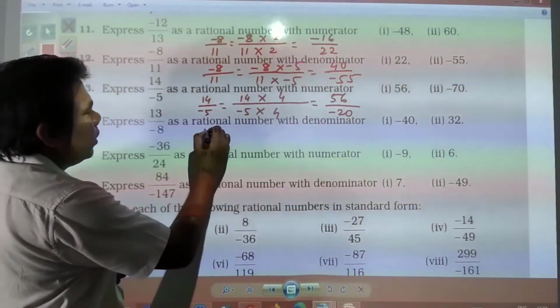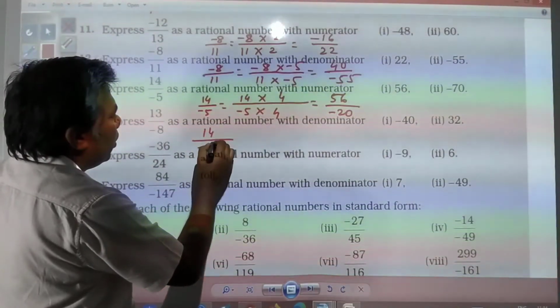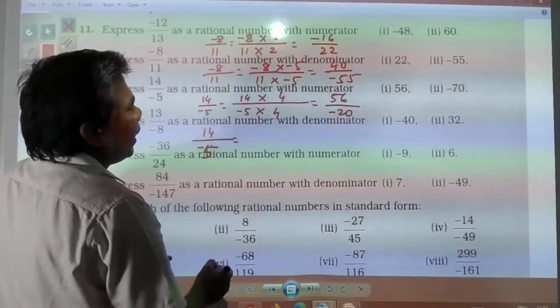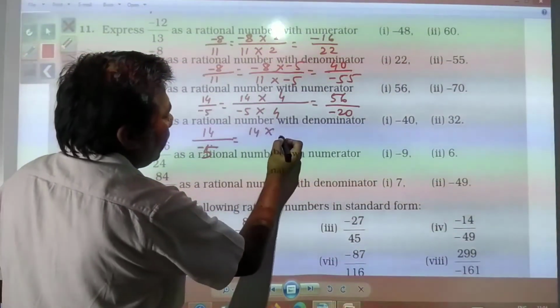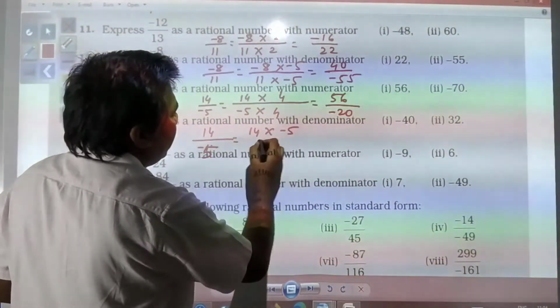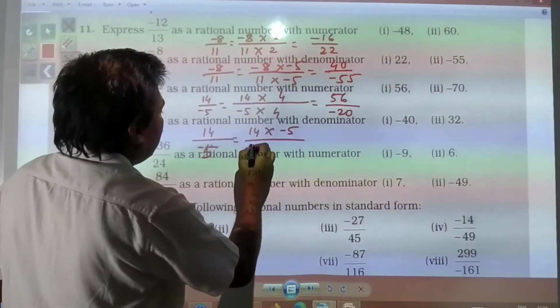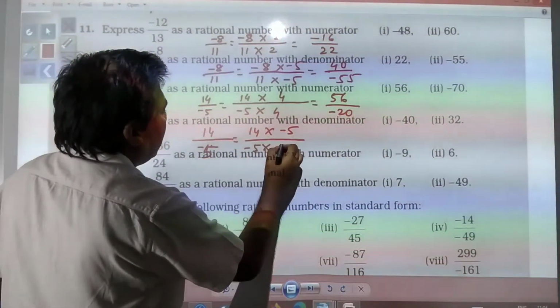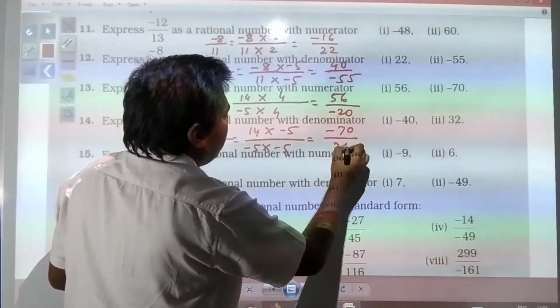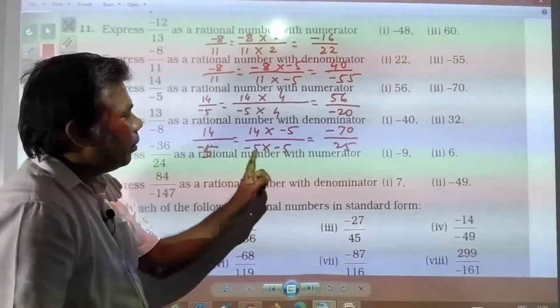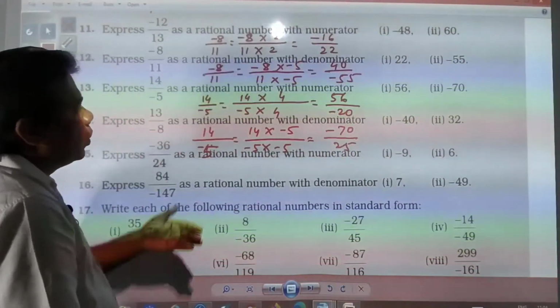Then if you need minus 70, then 14 into what number will be required? Minus 5, so that you will get minus 70, and here you will get 5 fives are 25, minus into minus is plus. So this will be your answer.